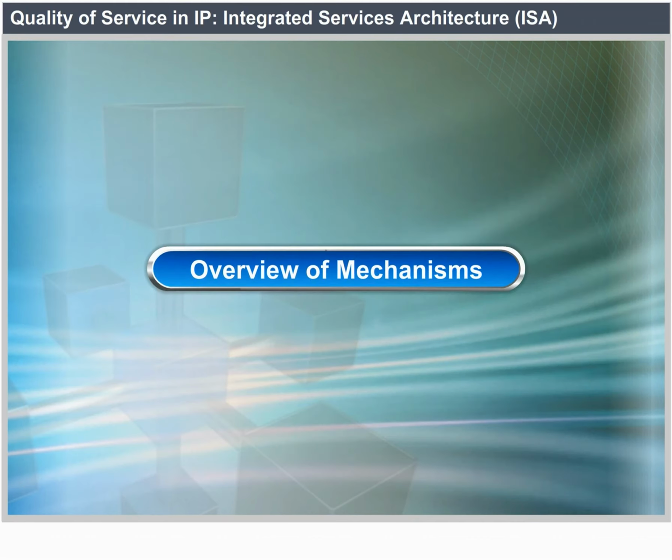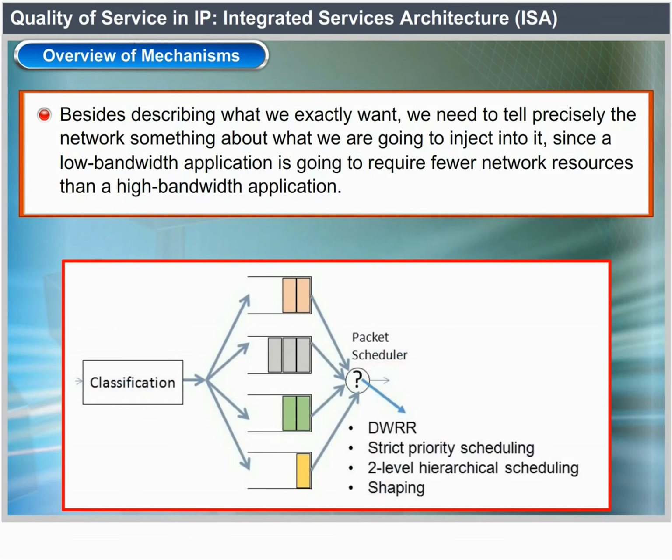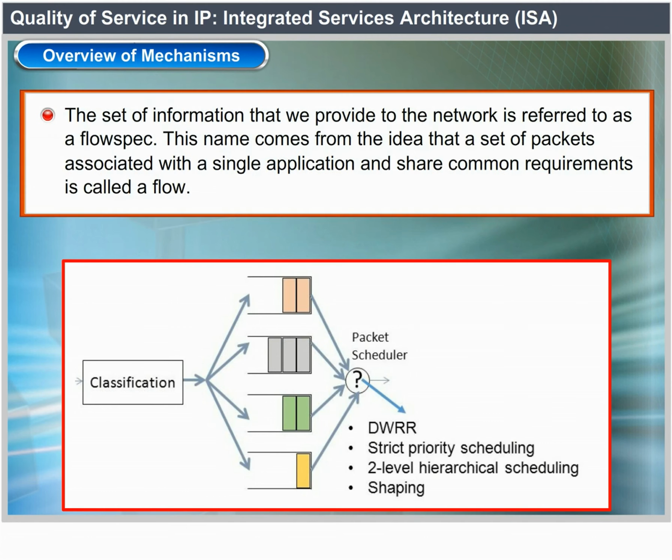In addition to describing what we want, we need to tell the network something about what we are going to inject into it, since a low bandwidth application is going to require fewer network resources than a high bandwidth application. The set of information that we provide to the network is referred to as a flow spec. This name comes from the idea that a set of packets associated with a single application and that share common requirements is called a flow.